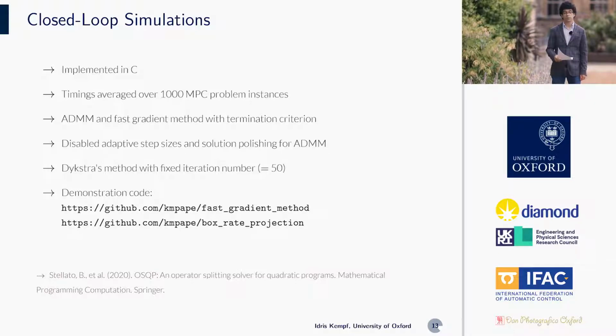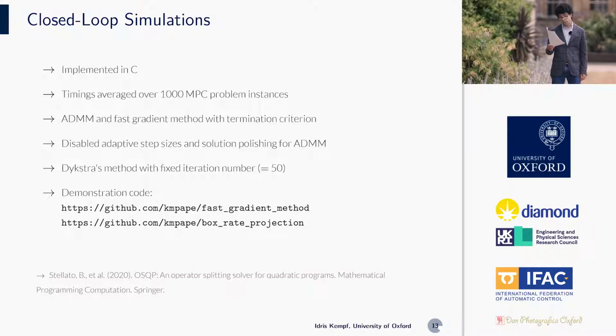For this proof of concept, I have implemented the fast gradient method as well as the projection algorithm in C. I made the code publicly available on GitHub. I'm comparing my implementation against a well-established solver that uses ADMM, the operator splitting quadratic program solver developed by the University of Oxford. I have disabled adaptive step sizes and solution polishing, and I implemented a closed-loop simulation of the MPC problem and averaged the timings over 1,000 problem instances.